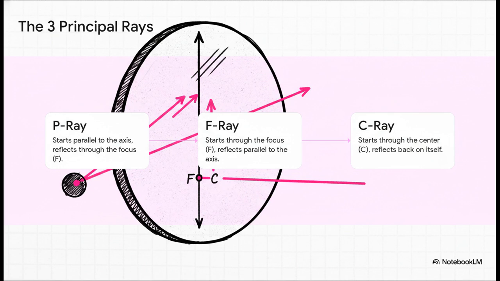A ray that comes in straight and parallel reflects through the focus. A ray that goes through the focus first reflects out straight and parallel, and a ray that goes through the center of curvature just bounces straight back on itself. And here's the magic. Wherever those three reflected rays cross, that's exactly where your image is going to show up.